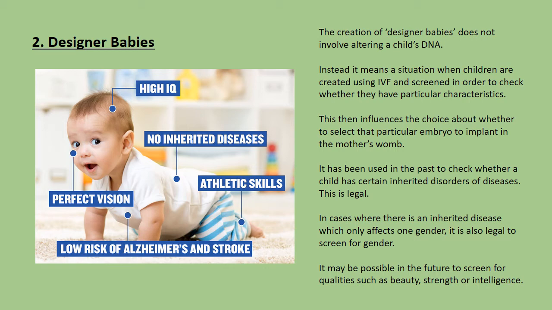In cases where there's an inherited disease and it only affects one gender, it's also legal to screen for gender in that situation. So it might be that there's something that's passed down by the parents, and it only affects, say, girls or only affects boys. And in that situation, it's legal for the parent to scan. They might think, if I have a boy, it might have this genetic disease, so I want to only have girls. So you're allowed to scan and select for gender there.